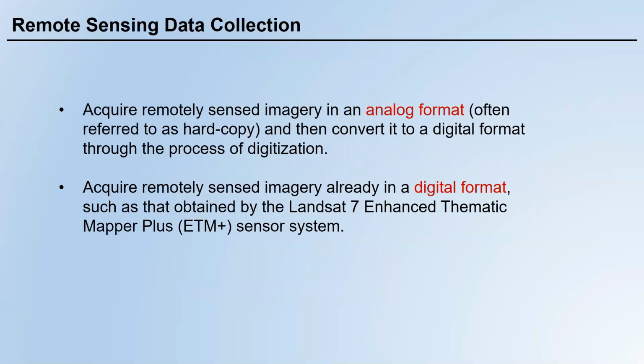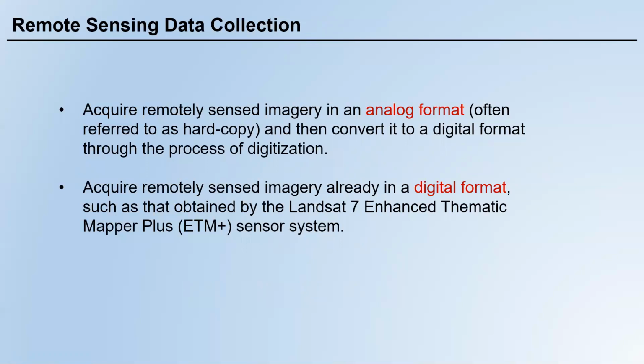And now let's talk about the collecting of remote sensing data. You can acquire remotely sensed imagery in an analog format, often referred to as hard copy. It's old-fashioned. It means that you use a camera to take a picture of the surface of the Earth, and you actually develop a hard copy photo from this camera. So it's called an analog camera.